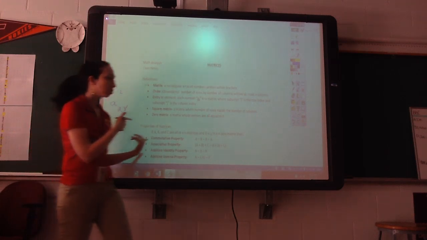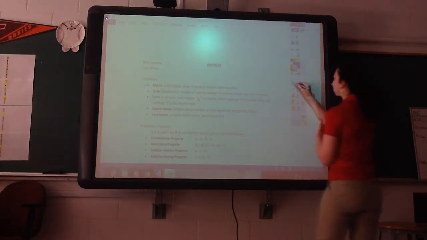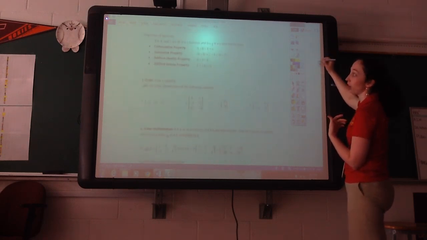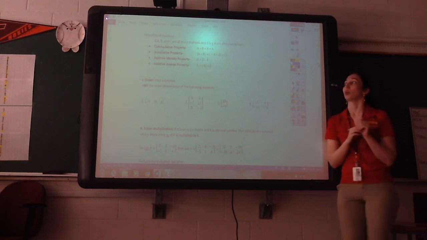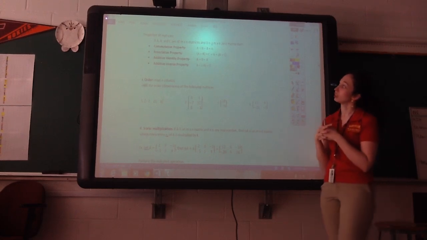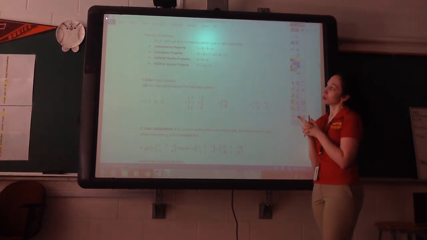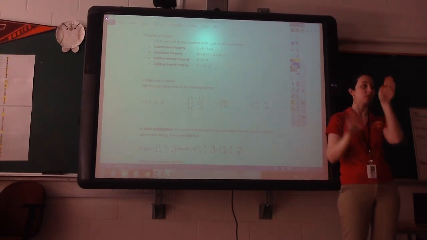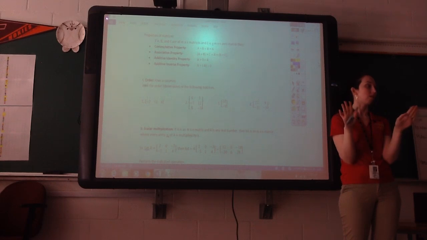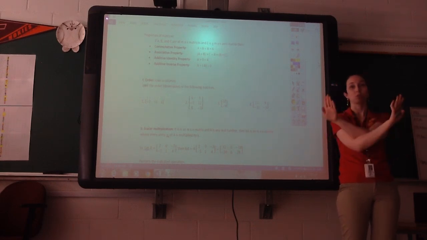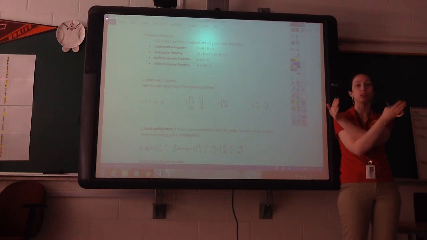Now, when it comes to properties, we do a lot of the same things here that we've done with equations in just about every other class we've ever taken. We are going to pretend that A, B, and C all represent some matrix. The commutative property says you can change the order in addition and get the same answer. Whether I add this matrix plus this matrix or switch them, I'm going to get the same answer.